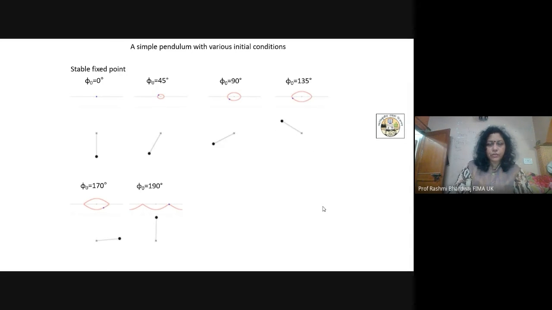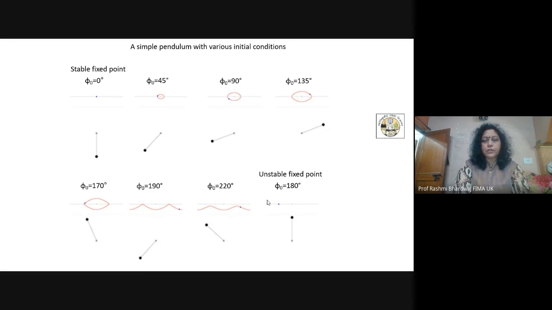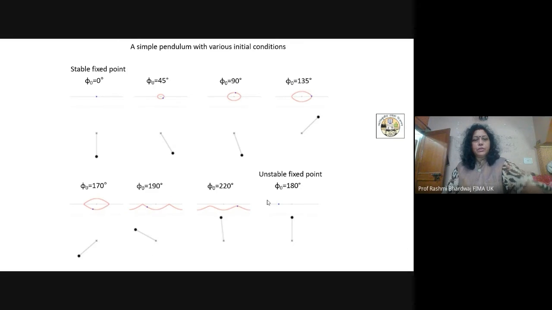If phi naught equals 190, now see the changes in the basin. Here you have the closed trajectory. Here it comes to be the sine curves. Directly it is changing the value. If you have phi naught equal to 220, again it is the same spectrum, but changing the dimension. But if you have phi naught equal to 180, then you have an unstable fixed point. So at 0, you have a stable fixed point. At 180, you have an unstable fixed point.